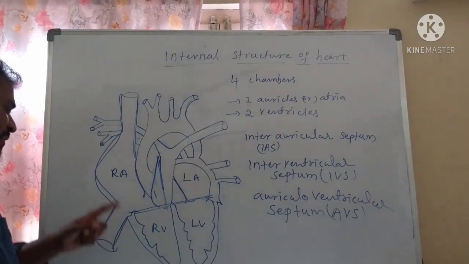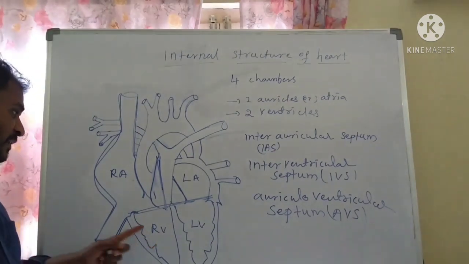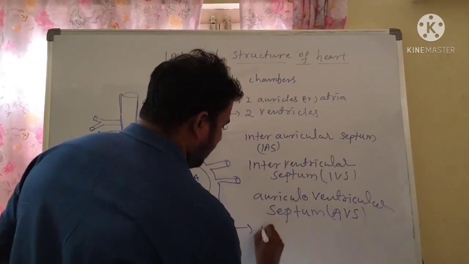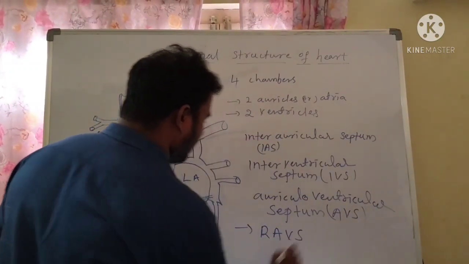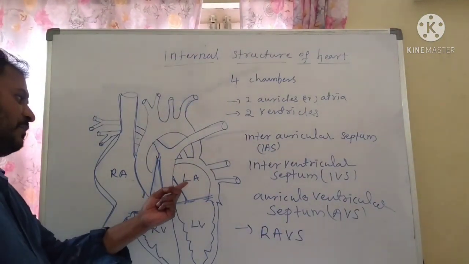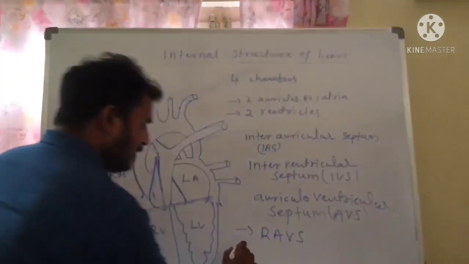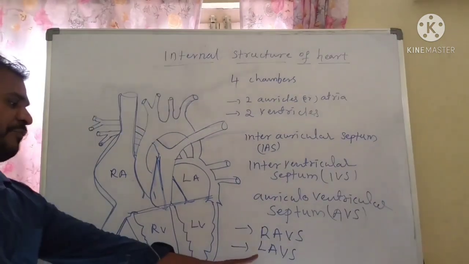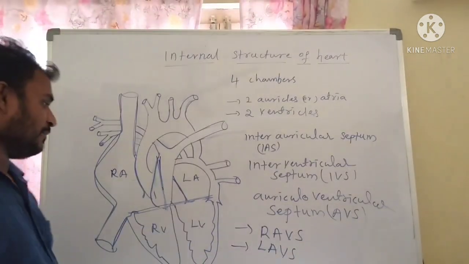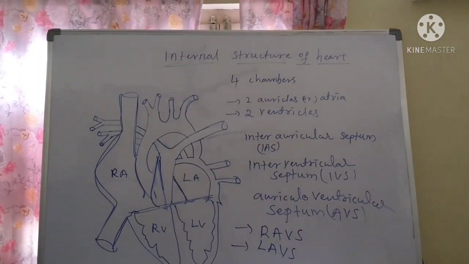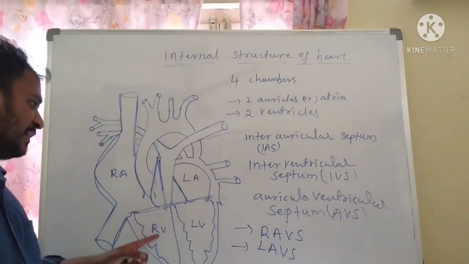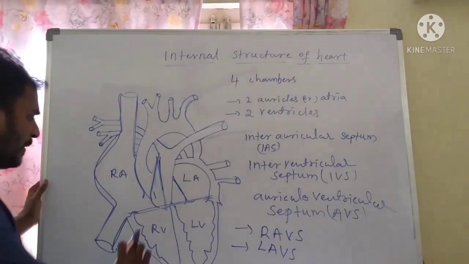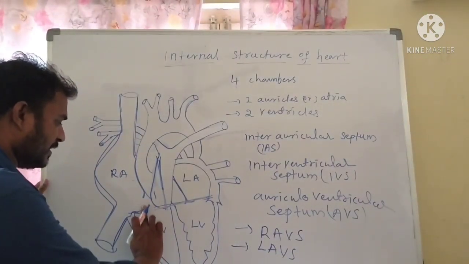The septum present between the right auricle and right ventricle is called the right auriculoventricular septum. The septum present between the left auricle and left ventricle is called the left auriculoventricular septum. Some openings are present on these septae.